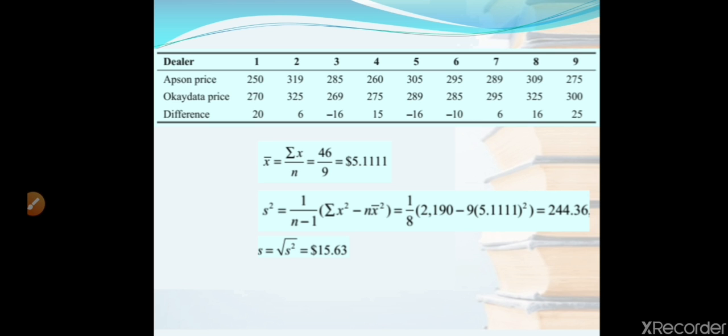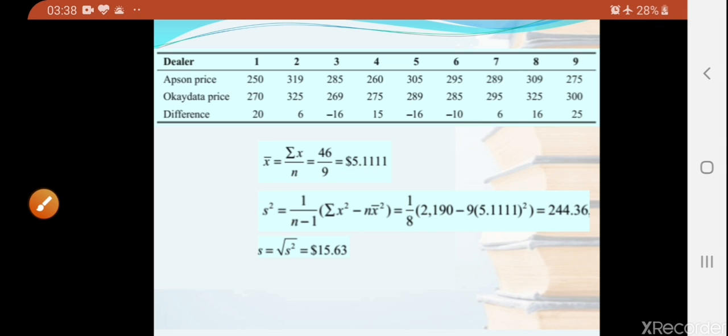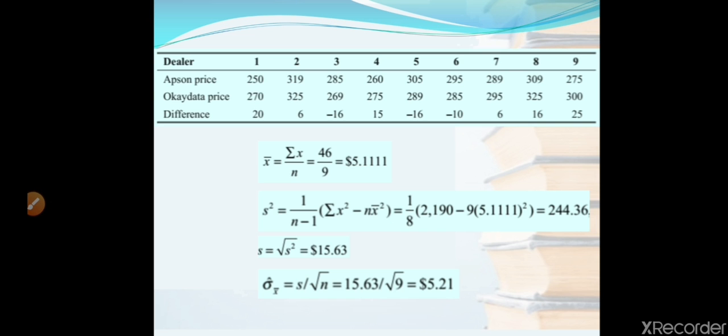So here S square can be calculated using this formula. Substituting the values, we get S as $15.63. So sigma x cap, this is the standard error of the differences, comes out to be S upon root n, which comes out to be $5.21.